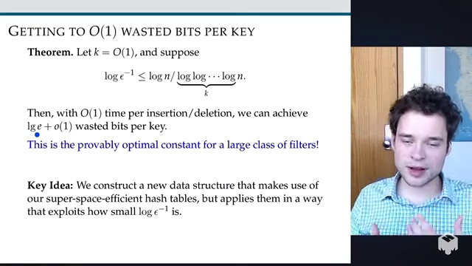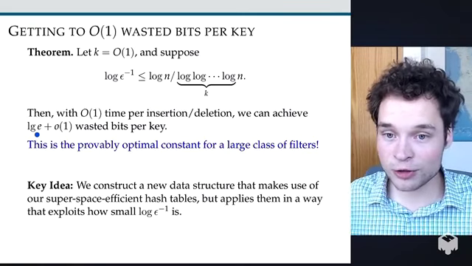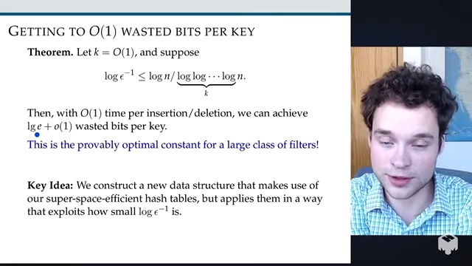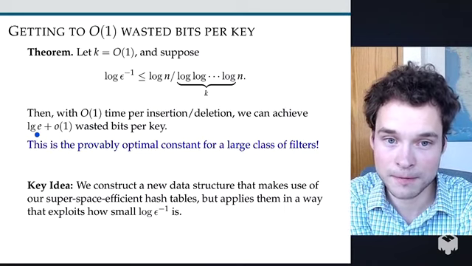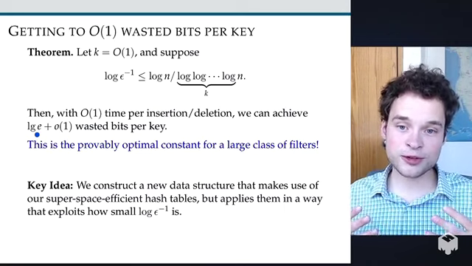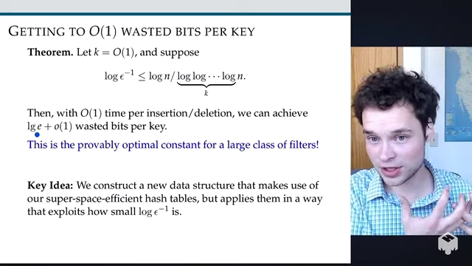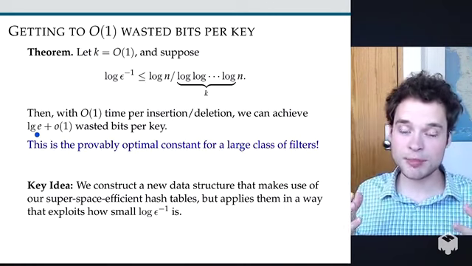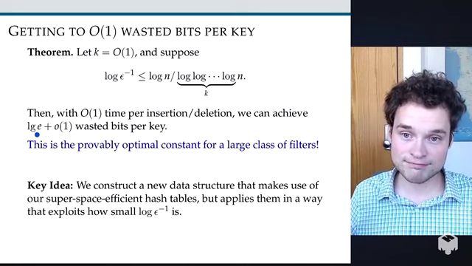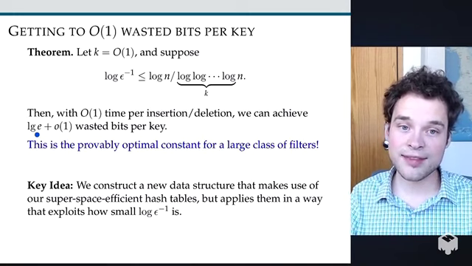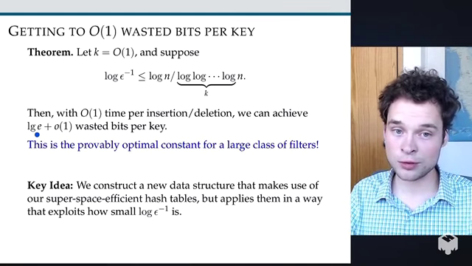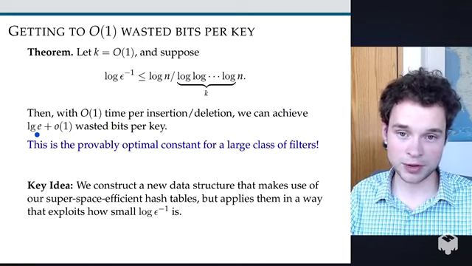And part of what's cool about this result is it doesn't follow directly from our hash table results from earlier in the talk. Instead, it follows from using those super space-efficient hash tables as algorithmic building blocks in a larger data structure. And by doing that, we're able to get filters that waste only a constant number of bits per key.